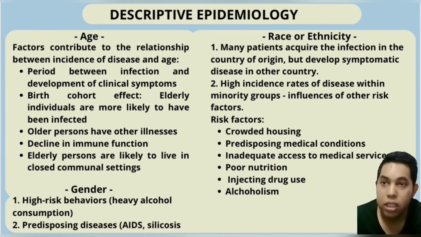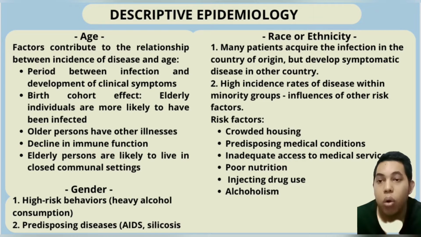A number of factors contribute to the non-random relationship between incidence of disease and age. 1. The long latent period between infection and development of clinical symptoms means that the age at detection of illness is expected to be skewed toward later life. 2. Because elderly individuals lived through time periods when the disease was more common, they are more likely to have been infected than younger persons, also known as the birth cohort effect.